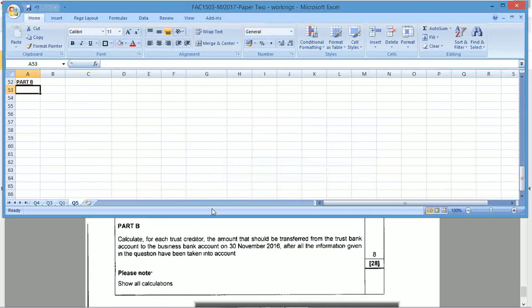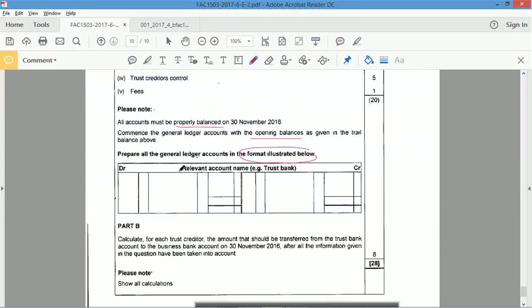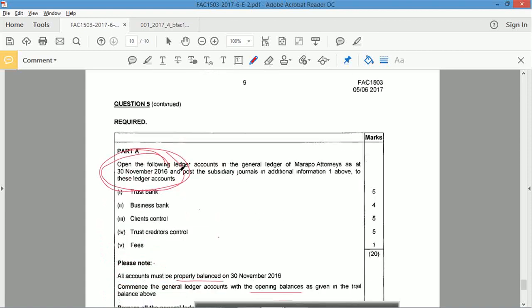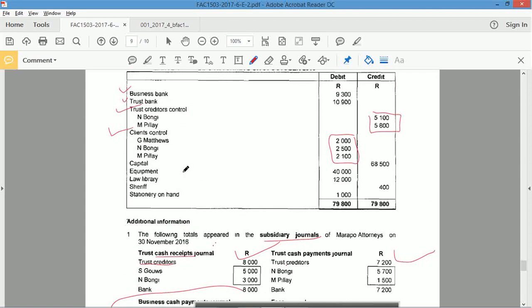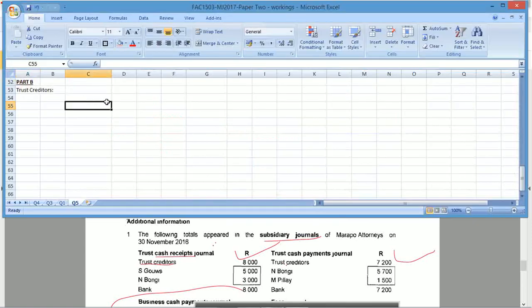Well, there's the question. Calculate for each trust creditor the amount that should be transferred from the trust bank account to the business bank account on 30 November, after all the information given in the question has been taken into account. Okay, that's not too bad. So each trust creditor. So trust creditors equal. Okay, so let's see who we have. Let's go back and see. Trust creditors. We've got 2, Bongi and Pillay. That's it.